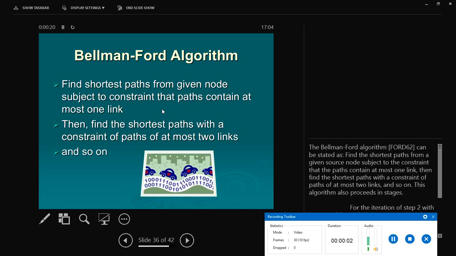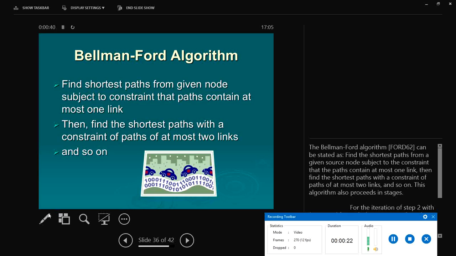Hello everyone. We continue with this week's lecture. In the last lecture, we learned a routing algorithm, which was Dijkstra's algorithm. In this lecture, we are going to discuss another algorithm, which is the Bellman-Ford algorithm.